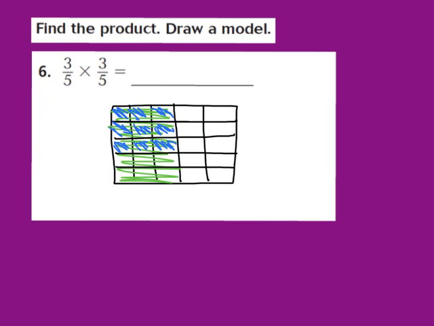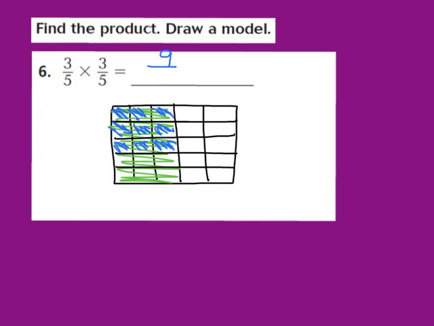Now our next step is going to be this. We now need to count the number of rectangles that have both types of shading. Let's go ahead and make a count and see how many have both the blue and the green. Here's 1, 2, 3, 4, 5, 6, 7, 8, 9. So what that tells me is that 9 is going to be our numerator. So we're going to go ahead and write that 9 down as the numerator.